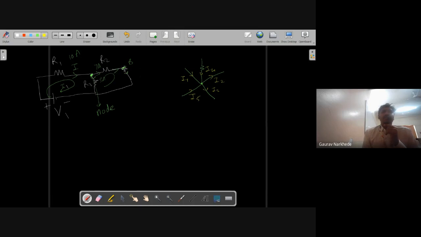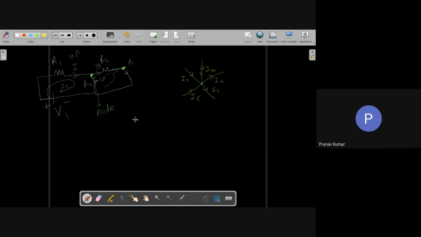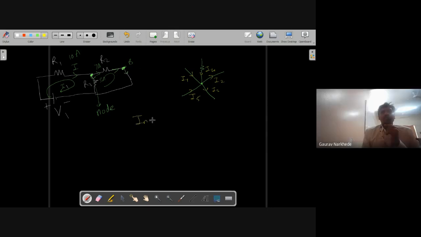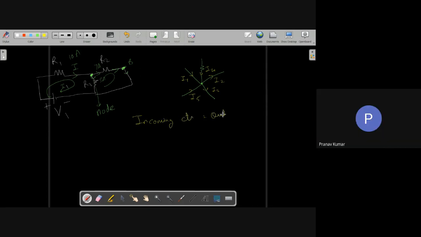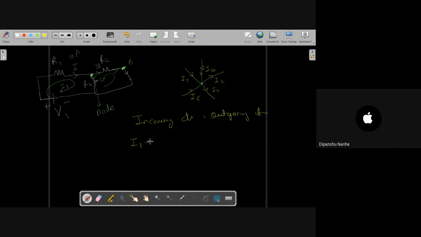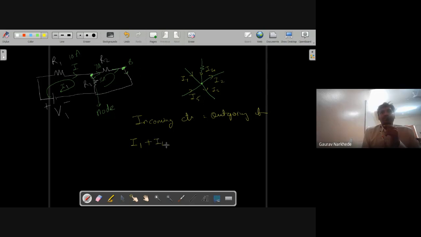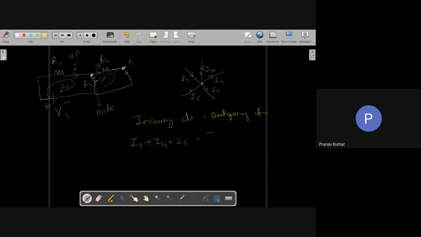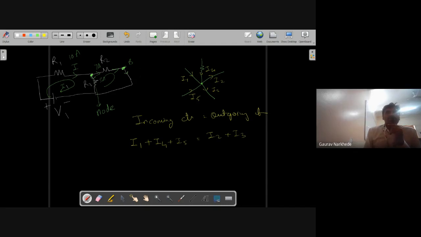Whatever current is coming to the node will go out completely. So in simple words, I can write: incoming currents is equal to outgoing currents. What are the incoming currents? Incoming means towards the node. So it will be I1 plus I4 plus I5, which is equal to the outgoing, I2 plus I3.